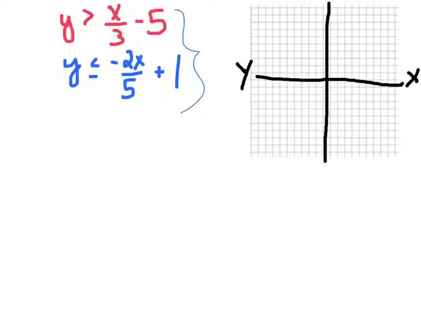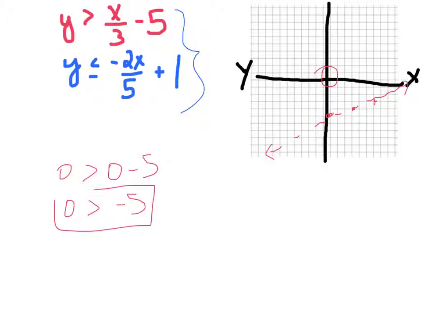I'm going to plot a point at -5 on the y-axis, and then I'm going to go up 1 and over 3, up 1 and over 3, and I'm going to connect those points with a dashed line because there is not an or equal to. And I'm going to choose the point 0, 0 as my test point. So 0 is greater than 0 minus 5. 0 is greater than -5. That is true. So those points are correct. So I can actually shade very lightly above that inequality.